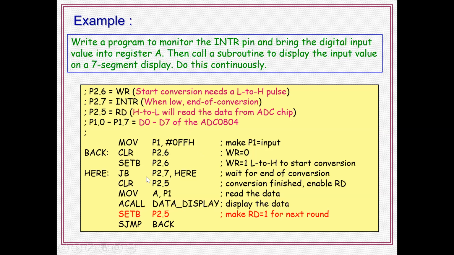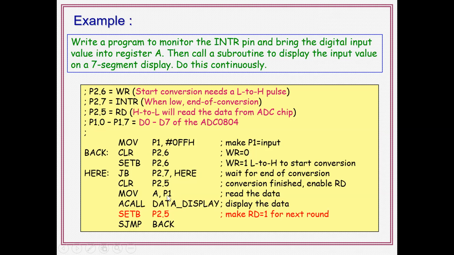And next one, 2.7, jump if bit. So if 2.7 equals 1, stay here. That indicates that whenever conversion finishes, 2.7 becomes 0, then automatically this jump fails. This statement is called wait for end of conversion. After that, clear 2.5. Here 2.5 is connected to the read bar signal, so clearing 2.5 enables the read signal. And next one, move data from port 1 into the accumulator.